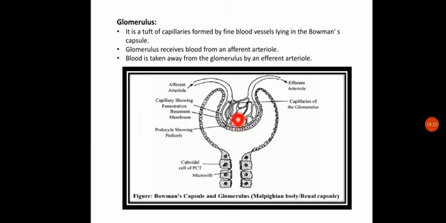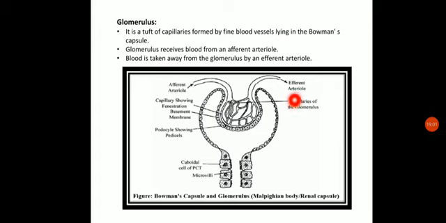Within this glomerulus the blood will be flowing at very high pressure. Because the efferent arteriole has a smaller diameter, the blood flows under very high pressure, due to which the fluid within the blood will be squeezed out and collected in the Bowman's capsule. We'll see how it happens. So the glomerulus is basically a tuft of capillaries which receives blood from the afferent arteriole, and gives away the blood through the efferent arteriole.